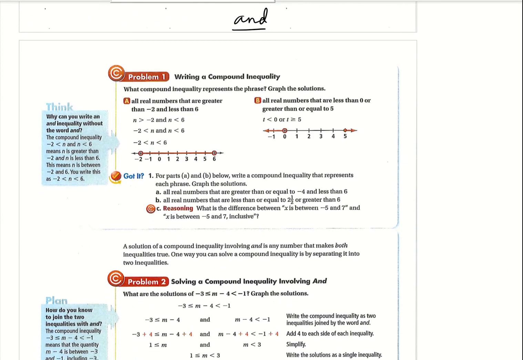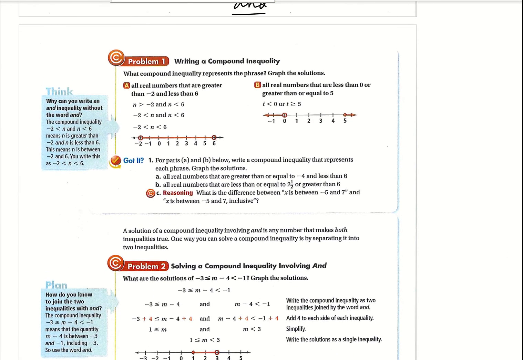We'll go ahead and move on to the next page, and we will look at problem 1. This one is just about writing a compound inequality. If we look at A, it gives us all real numbers that are greater than -2 and less than 6. So we've got greater than -2, and the other part is less than 6.